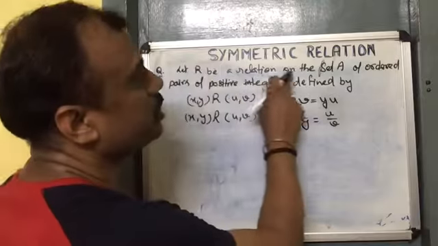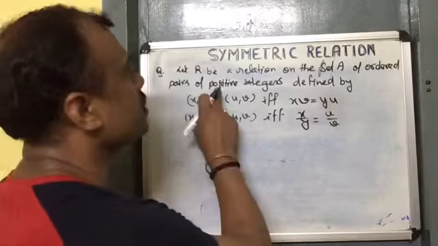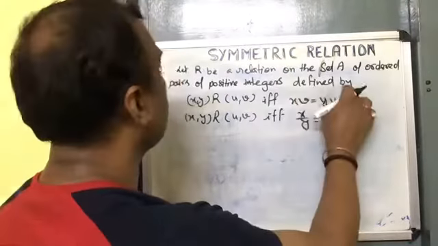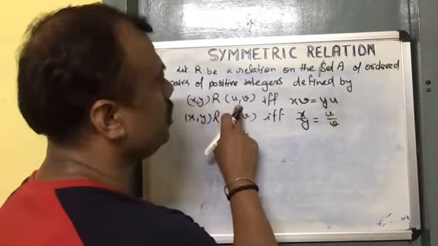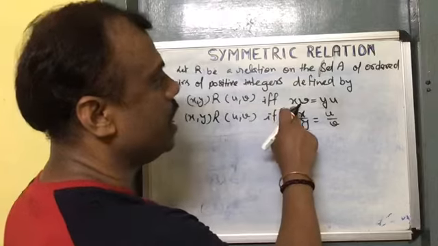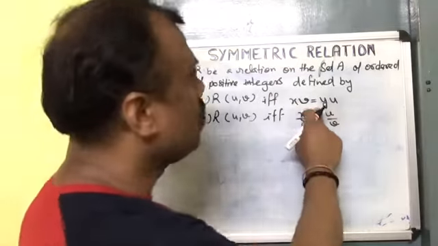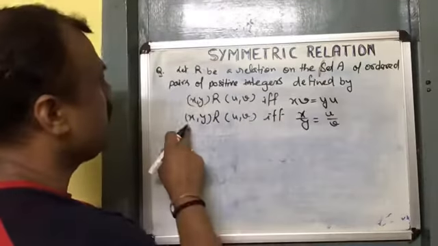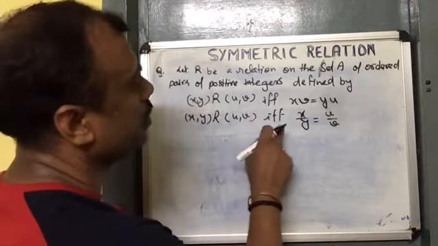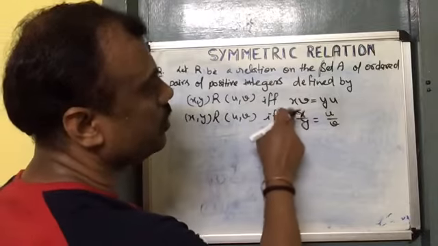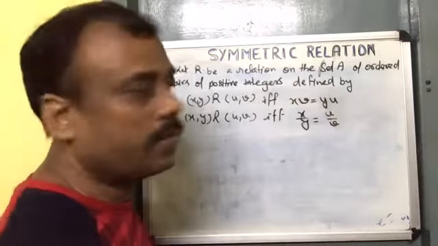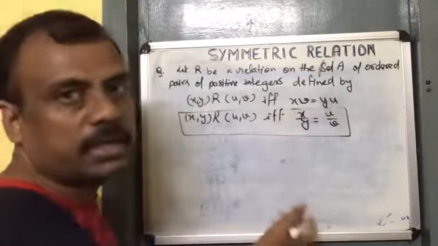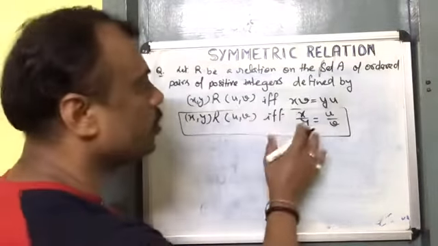Let R be a relation on the set A of ordered pairs of positive integers. Positive integers is the set of natural numbers, defined by (x,y) related with (u,v) if and only if xv equals yu. I have modified this without changing the relation. (x,y) related with (u,v) if and only if x upon y equals u upon v. Both are equivalent statements, so no problem.